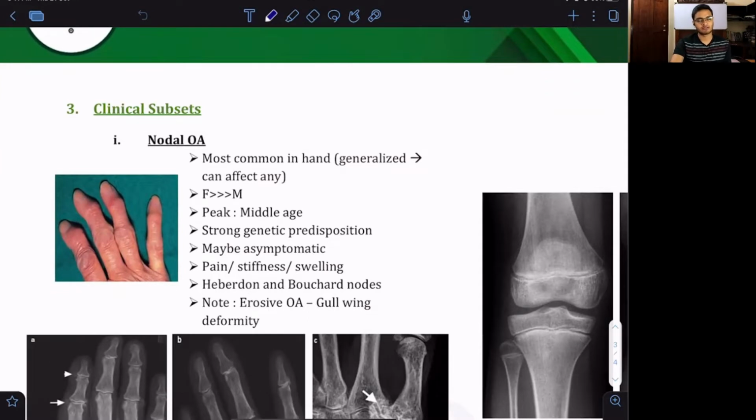Female, there's a very high predisposition. Females have a much greater risk than males. Apart from that, the peak is in middle age. There is a strong genetic predisposition and it may sometimes be asymptomatic. Now we'll look at the pathologic changes.